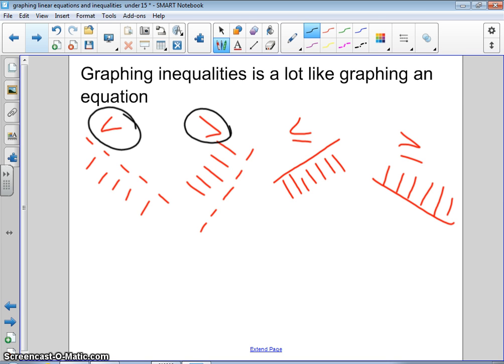If it's a less than or equal to, the line itself is part of the answer, so it's a solid line shaded down. And if it's a greater than or equal to, the line is part of the answer, and it's a solid line shaded up. So that's what you need to remember.